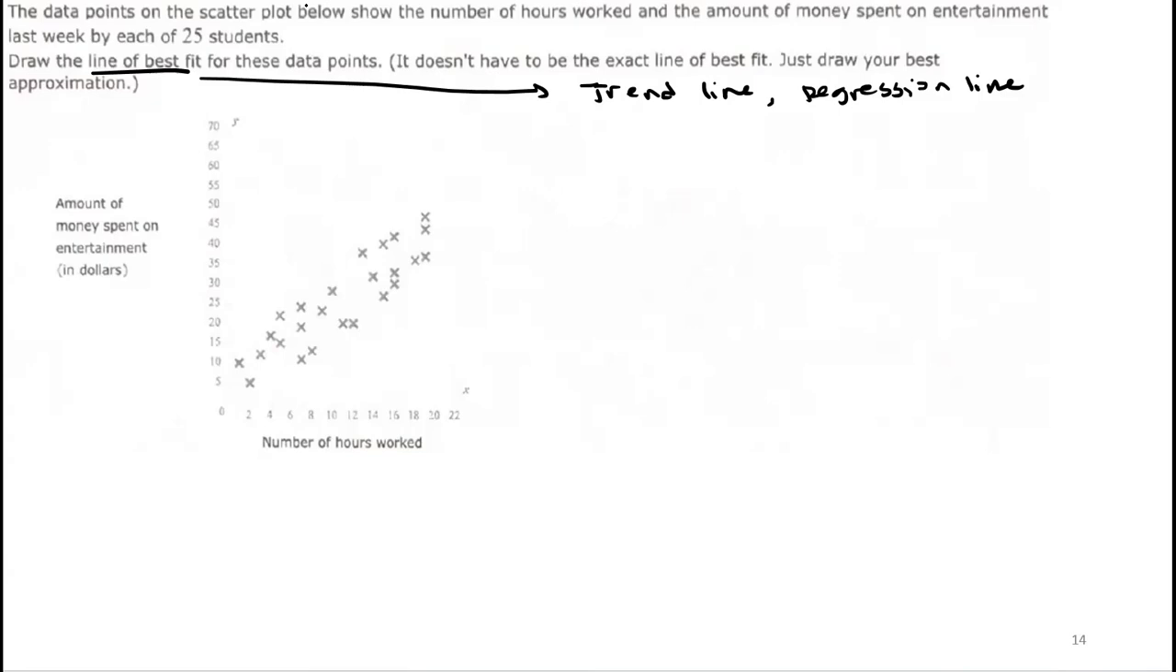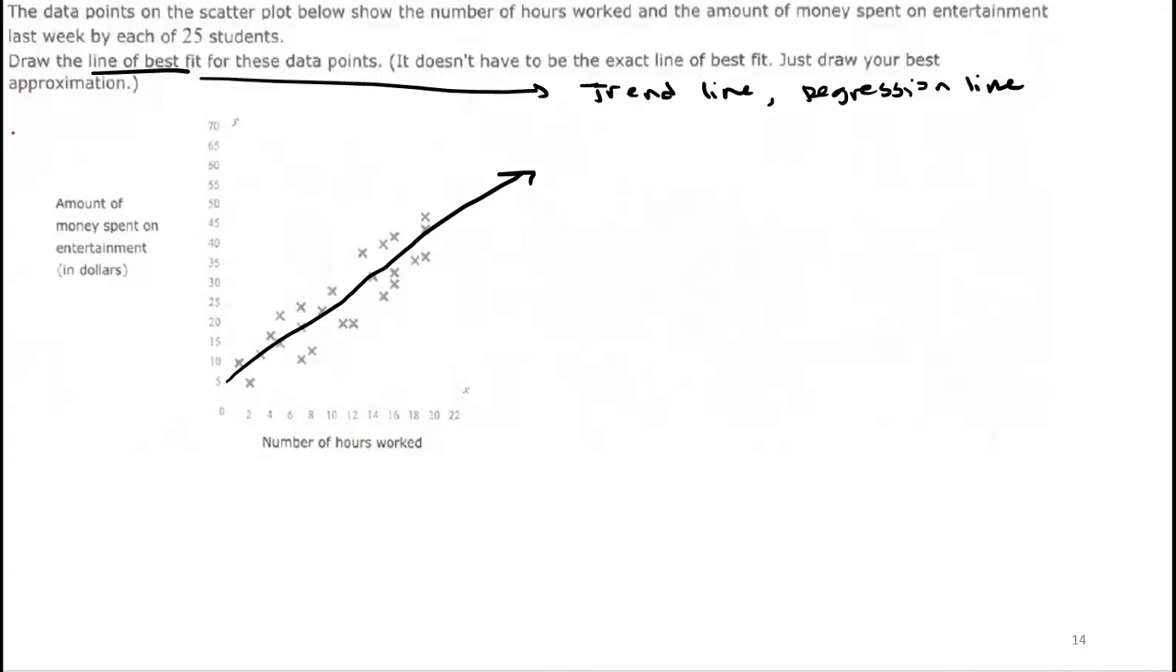So for example, you don't want to make a line out here, right? That doesn't make any sense. Or make a line going like this, or a line going like that. It doesn't make any sense. So what you want to do is draw your line in between these points. So probably something like that.